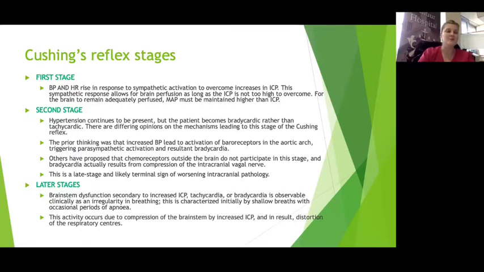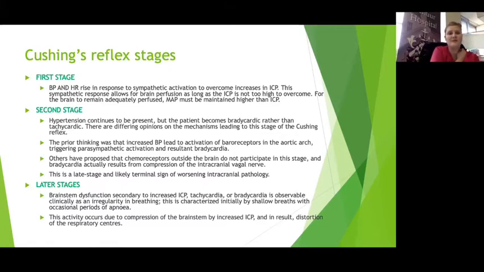So the first stage is usually described as a blood pressure and heart rate rise in response to a sympathetic activation to overcome the increase in the intracranial pressure. So it's your brain's response to try and desperately overcome the resistance of the acute intracranial pressure to try and improve the cerebral blood flow. So the body's reaction is to try and increase the mean arterial pressure to overcome that resistance and rescue the blood flow or perfusion through the brain and improve oxygen delivery. So that sympathetic response allows for brain perfusion as long as the ICP is not too high to overcome.